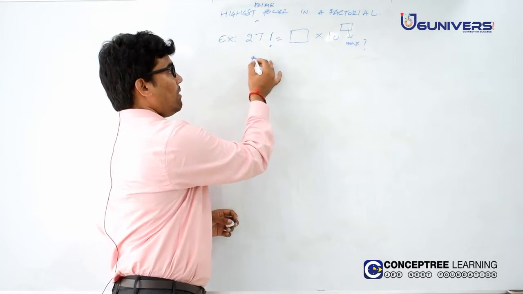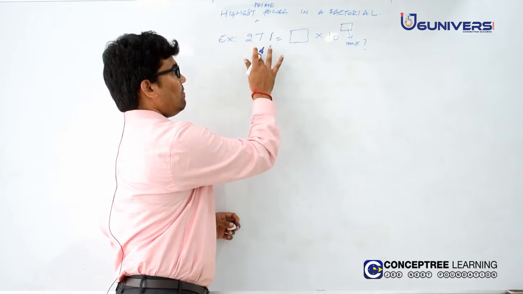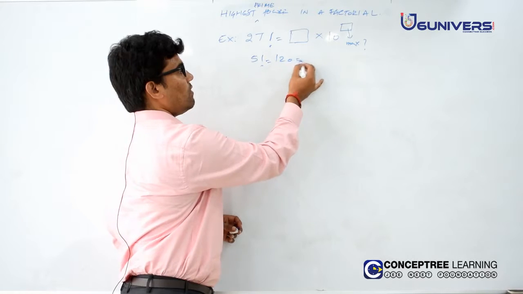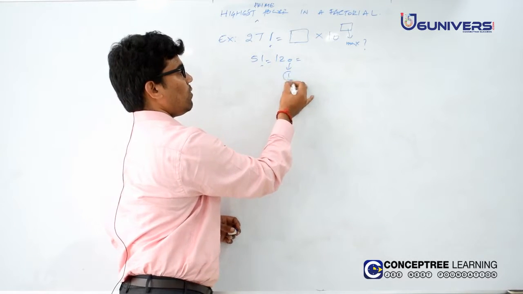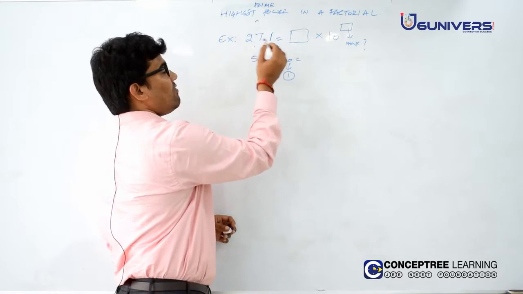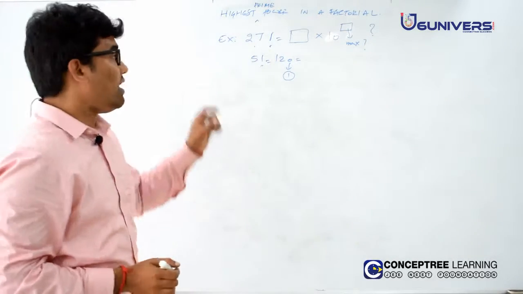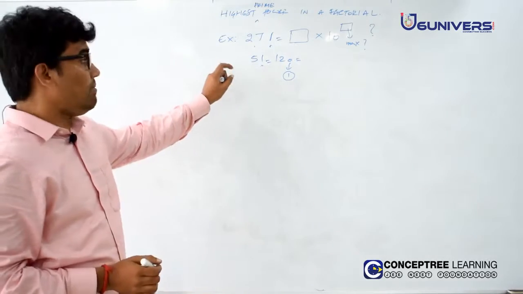To take a shorter example, let's consider 5 factorial. 5 factorial is 120. So it has 1 zero. The same way, 27 factorial has how many zeros? So that is what we're going to cover here.